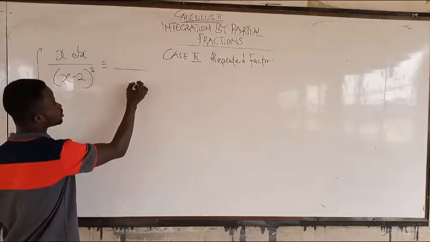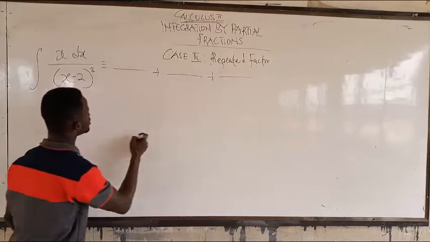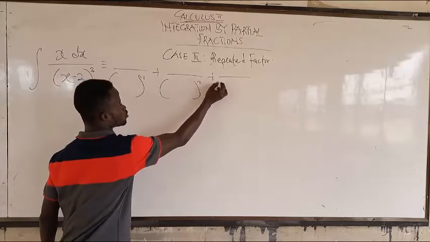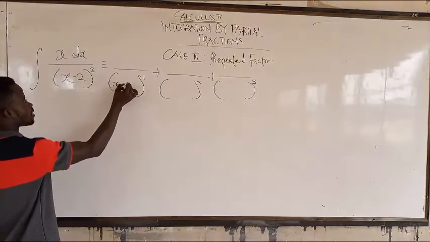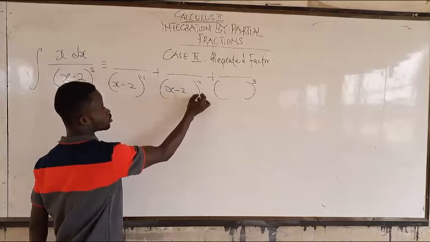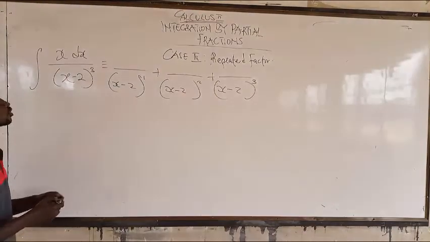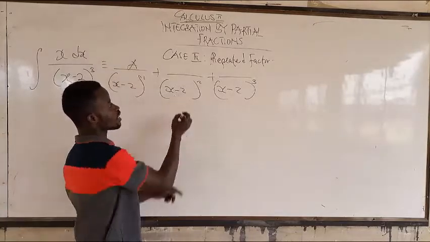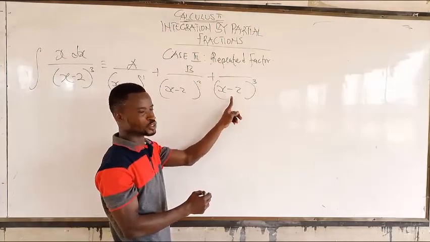So this will be plus, 3 times, because here power 1, power 2, power 3, and s minus 2, s minus 2, s minus 2. So this is linear. This is linear. I want to take my time to explain to you.